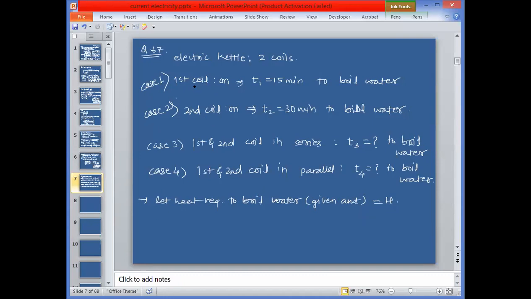Now resistance of first coil R1, resistance of second coil R2. Resistance of series combination will be R1 plus R2. Sorry, my mistake. Resistance of parallel combination will be R1 R2 upon R1 plus R2. Now all these heating coils, case 1, case 2, case 3, case 4 will be used with a same potential difference.